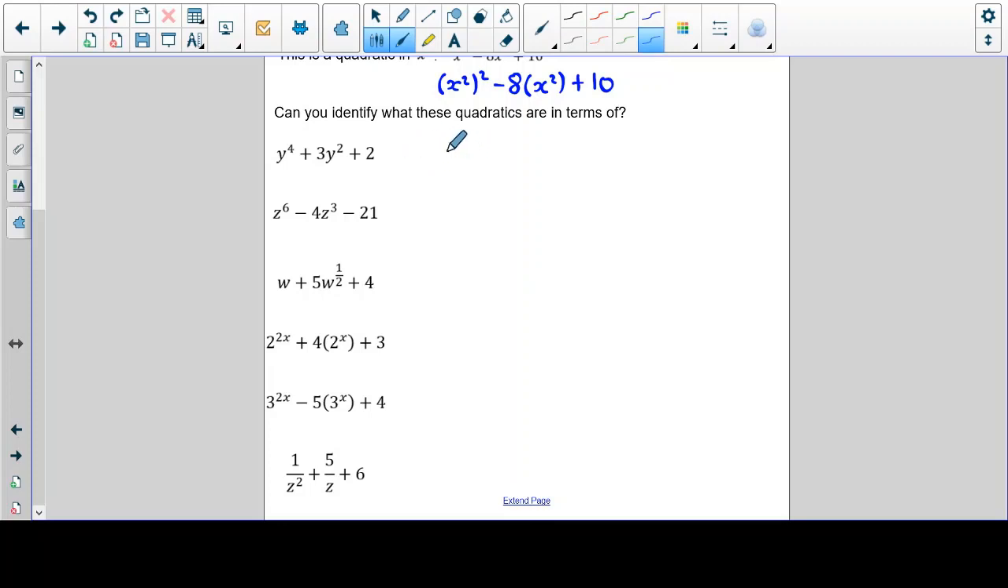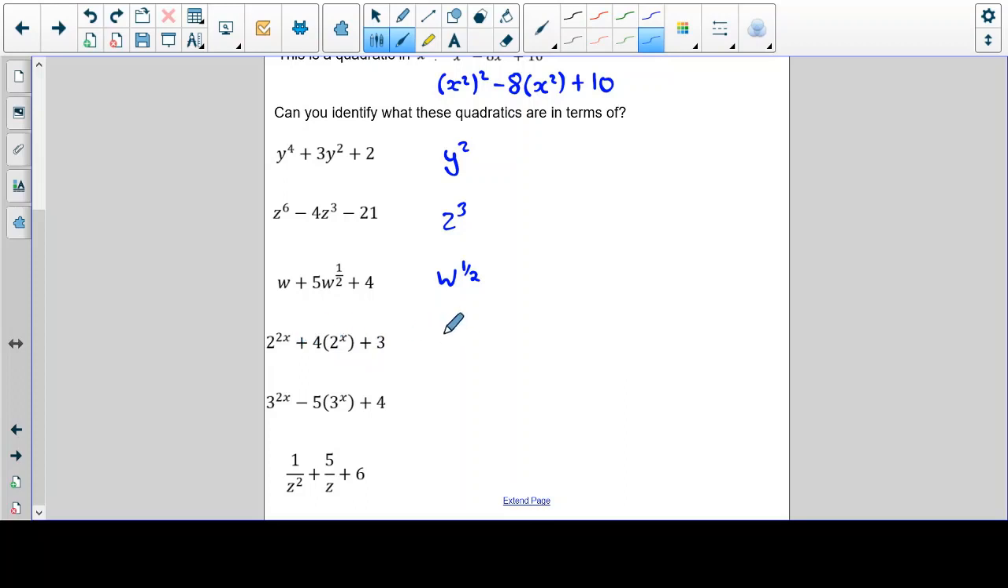So you should see that this one is a quadratic in y squared. This one is a quadratic in z cubed. Z cubed squared is z to the power 6. It's a z cubed here. This one, harder to spot. It's a quadratic in w to the power of half. When you square w to the power of half, you get w. Now, it's just w to the power of half.